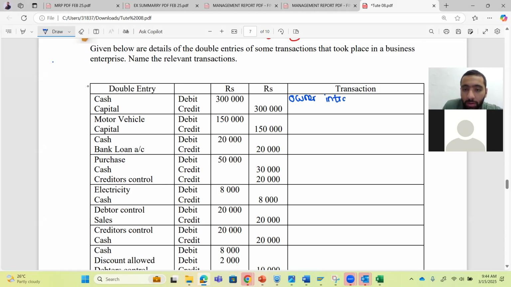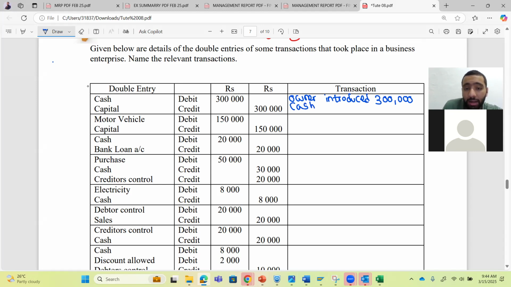So we can write this. Owner introduced 300,000. Okay. Owner introduced 300,000. I will give you enough time to write. Just make sure you are focusing here. Right? Next one, motor vehicle එක වැඩි වෙනවා. ප්‍රාග්ධනයත් වැඩි වෙනවා. So what is this? This is also simple, right? Owner introduced.